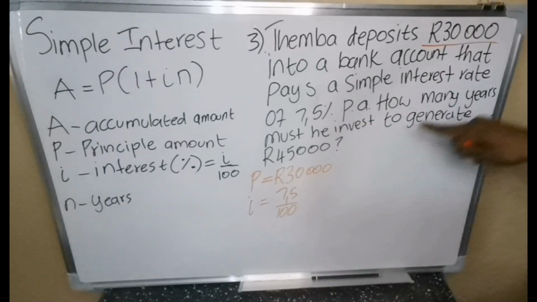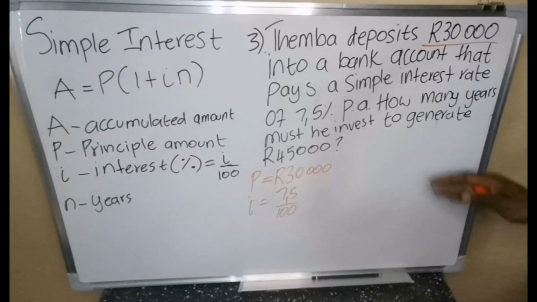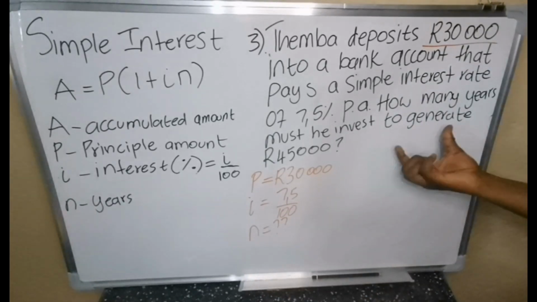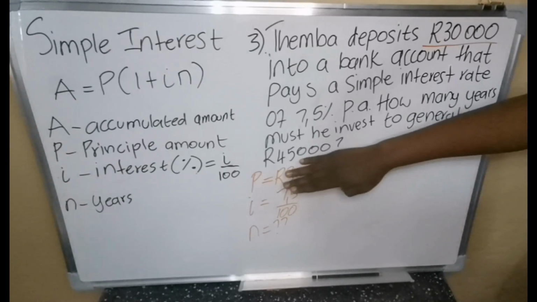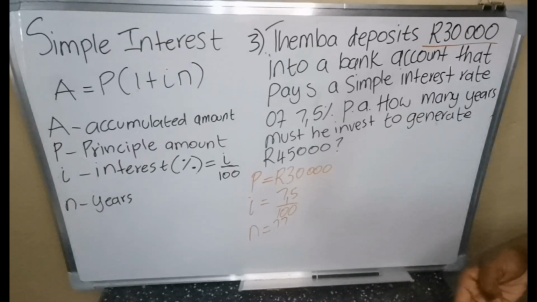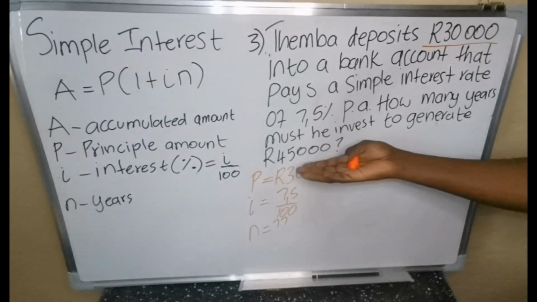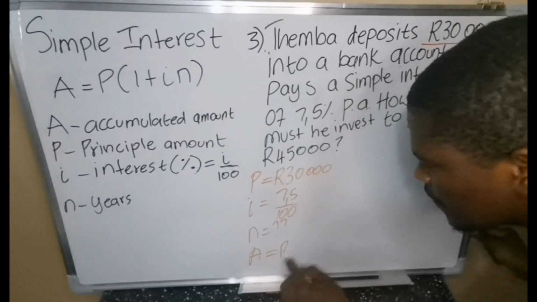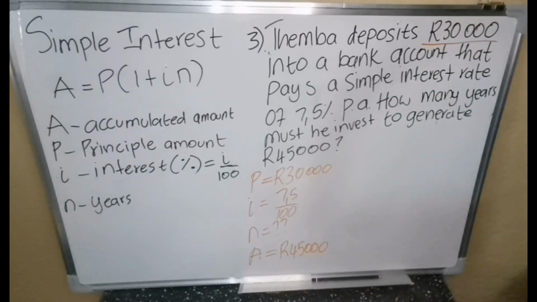How many years must he invest to generate 45,000 rand? The number of years again, N. You don't have N. Which means to reach 45,000, how many years must he invest? What is our 45,000 rand? The accumulated amount, or the total amount, which is 45,000 rand. Now, very simple and logical and clear.